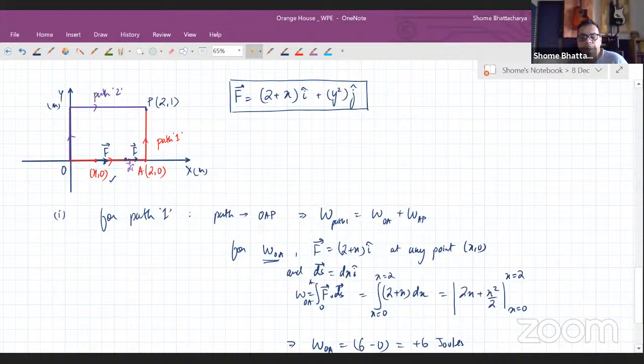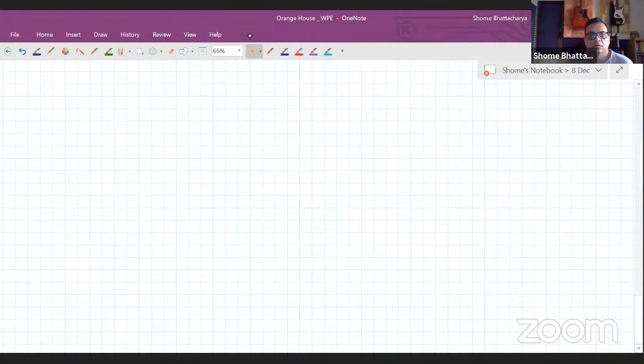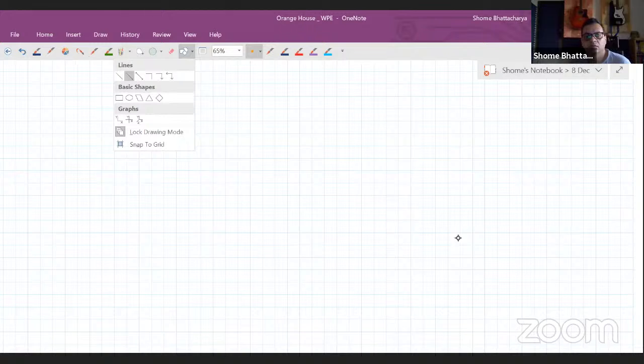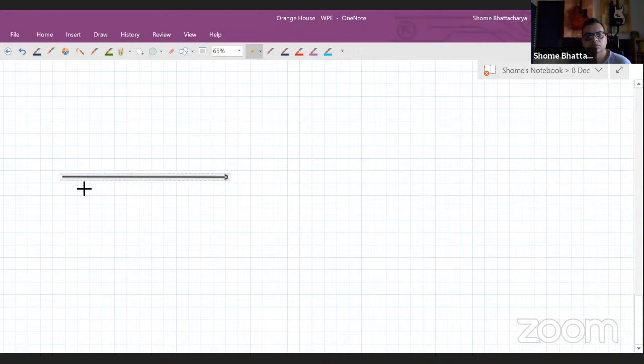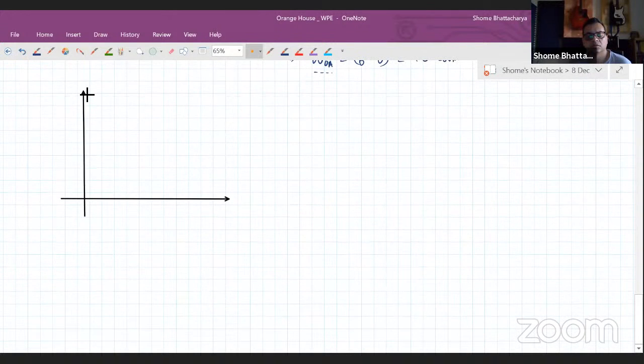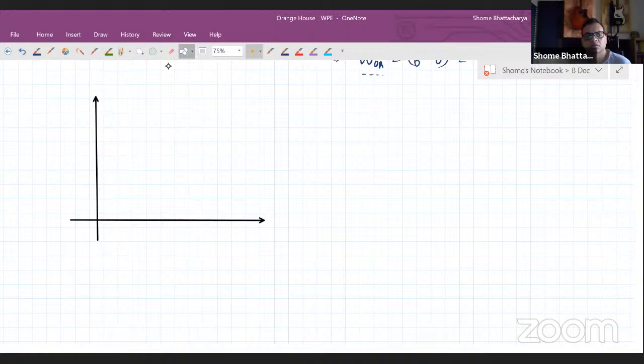Okay, so let us understand the next part. Now, when we are looking at the work done for the next section, which is the point A to the point P, what is happening in that section? So going from the point A to P. A is at the coordinates 2 comma 0 and P at the coordinates 2 comma 1.